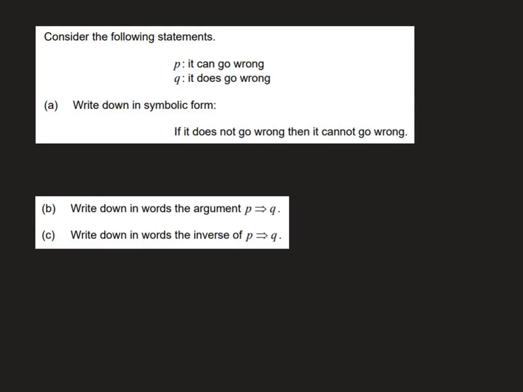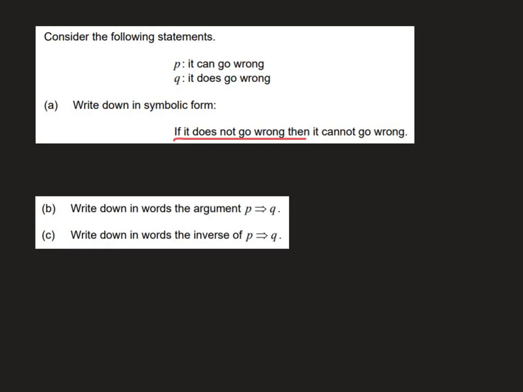Question 10 is rather unusually a second question on logic, but the good news is it is fairly straightforward. We've got two statements, P, which is it can go wrong, and Q, which is it does go wrong. And we're asked in part A to write down in symbolic form, if it does not go wrong, then it cannot go wrong. So the first thing to look at is this, if it does not go wrong, then.